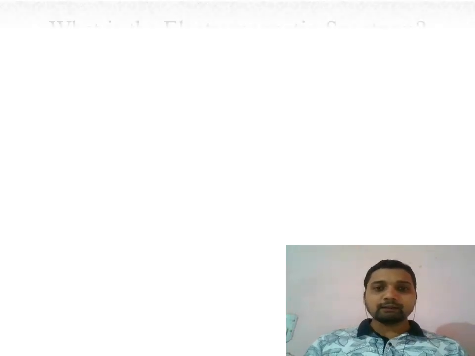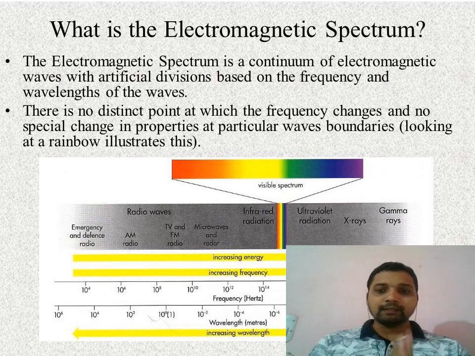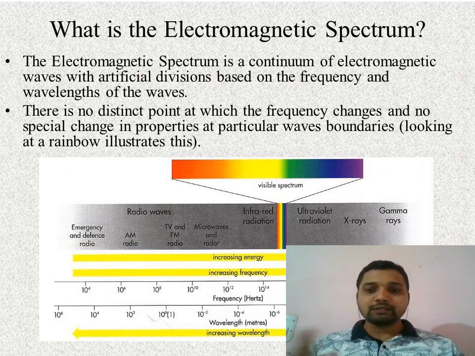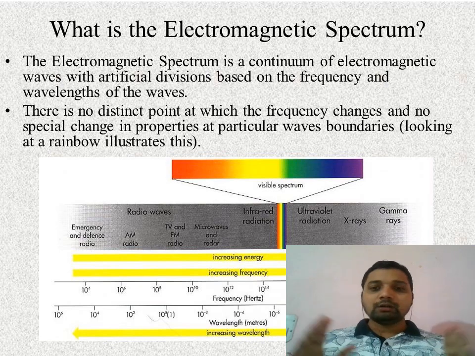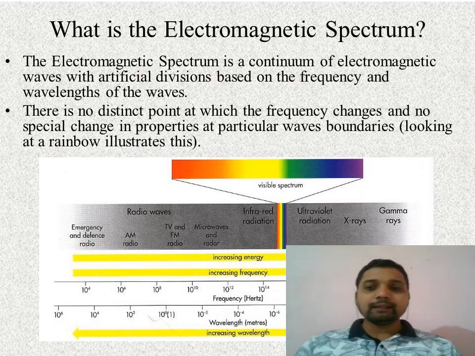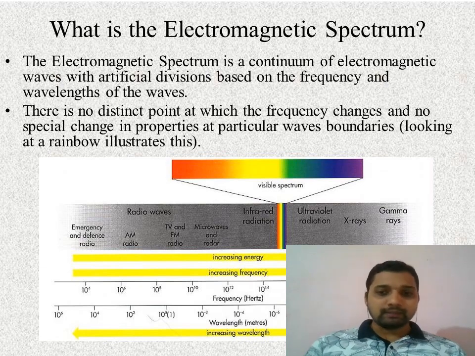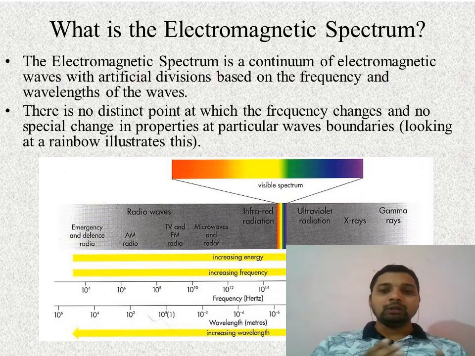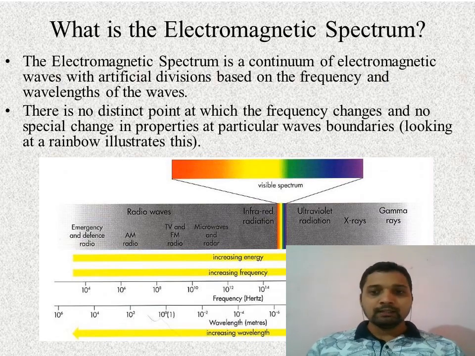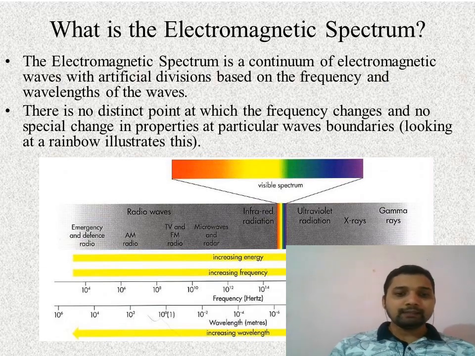The electromagnetic spectrum is the arrangement of all these radiations with different frequency, but there is no definite boundary between one radiation and another, because all the electromagnetic waves have the same speed in air and vacuum. With the increase in wavelength, frequency decreases, and with the decrease in wavelength, frequency increases. That means the wave having the lowest wavelength has the maximum frequency, and the wave having the maximum wavelength has the minimum frequency. Here you can see the arrangement.